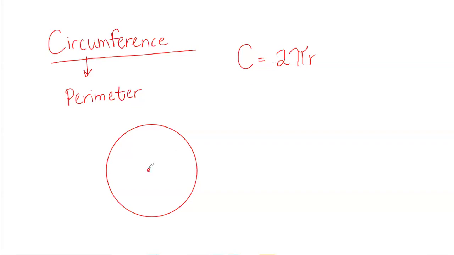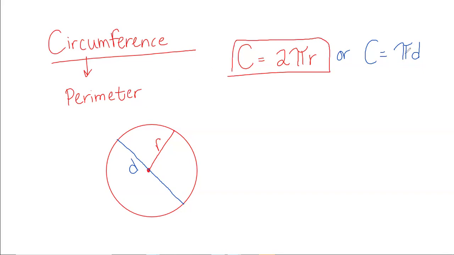The radius of a circle starts from the center and kicks out in any direction. That's our radius. Or we can use the secondary equation, C, circumference, is pi d, where d stands for diameter. And the diameter goes all the way through the circle, hitting the center. That's the diameter. You can use either. I'm going to stick with the first one. That is the kind of standard one. They both work. They are technically the same thing because twice the radius is the diameter. But I'm going to stick with that red one.